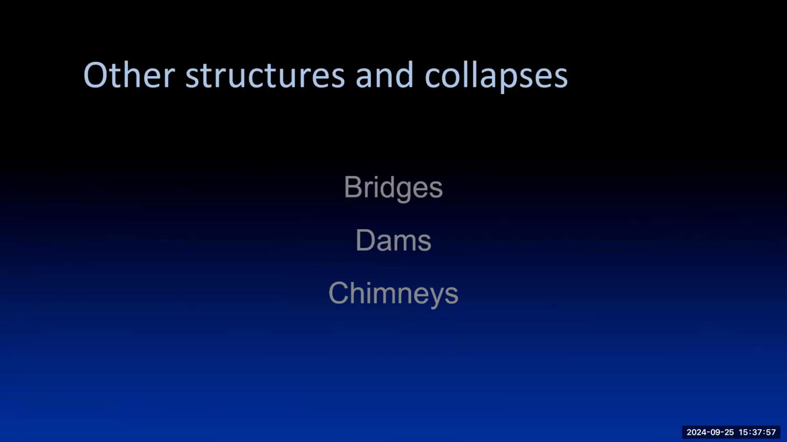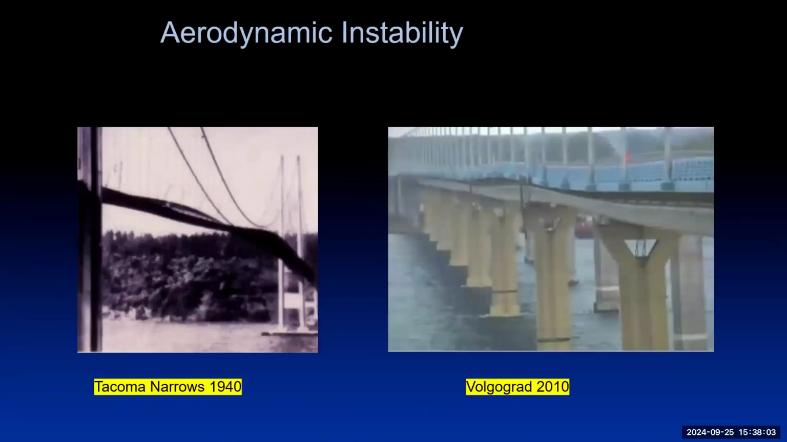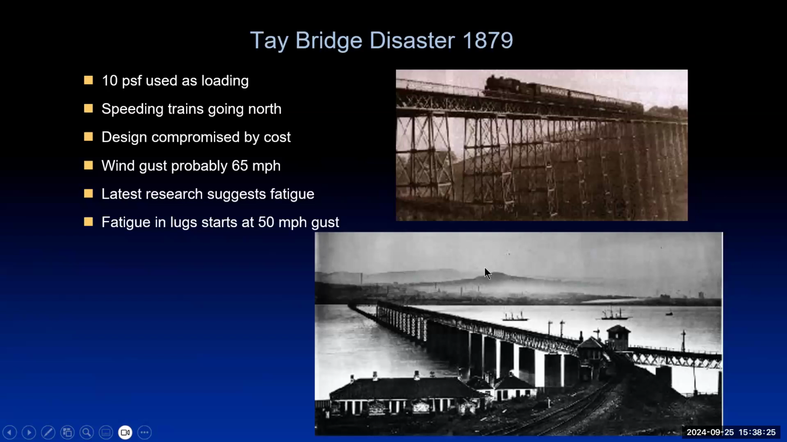There are other structures and collapses which occurred, bridges, dams, chimneys, for instance. And in fact, we have aerodynamic instabilities, Tacoma Narrows, which I'm sure you'll be aware of, 1940 there. Volgograd, though, did not learn from Tacoma Narrows sufficiently to avoid that type of instability.